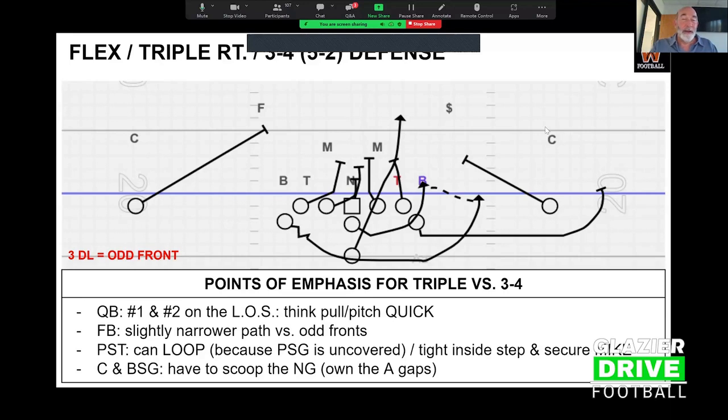So that kind of gives you the diagram on that, and the rules are the same out here on the perimeter. And if the fullback gets 35 carries a game on triple, so be it. Okay. If the quarterback gets 20 carries, so be it. If the ball gets pitched 25 times, so be it.